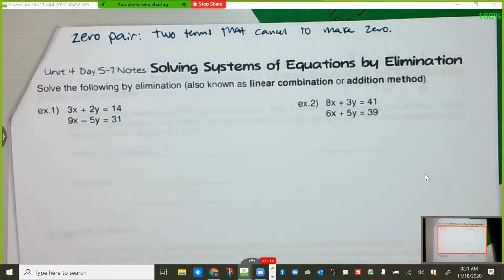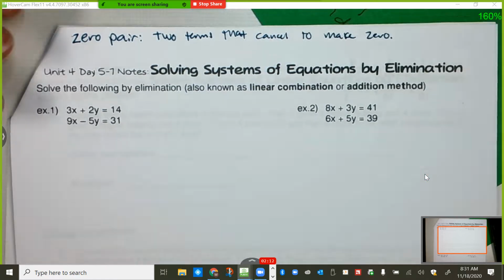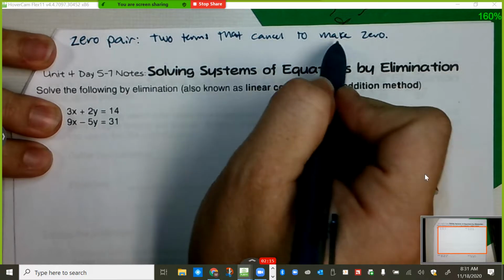So I'm going to show you an example. That's really beautiful handwriting, by the way. Two terms that cancel to make zero. I promise that's what it says.